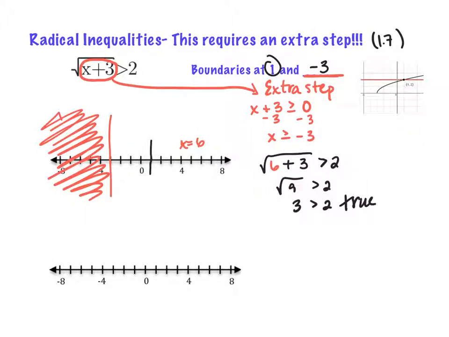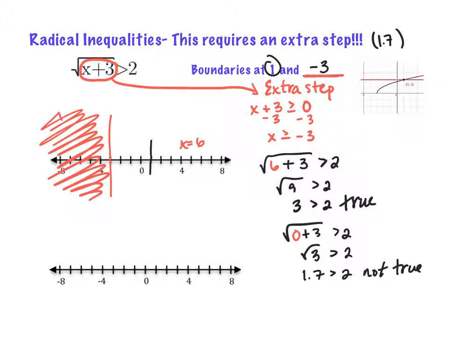And if I want to double check and see if this part down here does not work, I can check with 0. So square root of 0 plus 3 is greater than 2. If I take the square root of 3, I get 1.7-ish. So 1.7 is greater than 2. That's definitely not true.